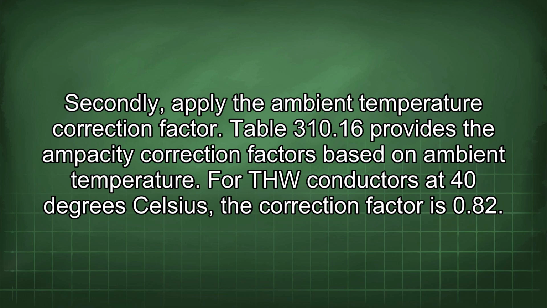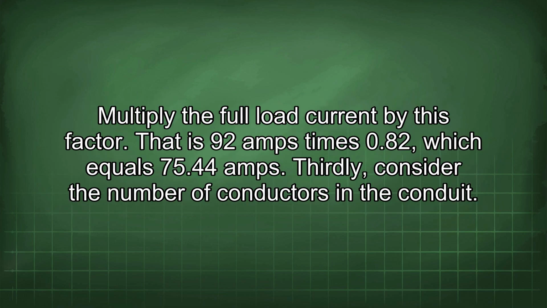For THW conductors at 40 degrees Celsius, the correction factor is 0.82. Multiply the full load current by this factor. That is 92 amps times 0.82, which equals 75.44 amps.